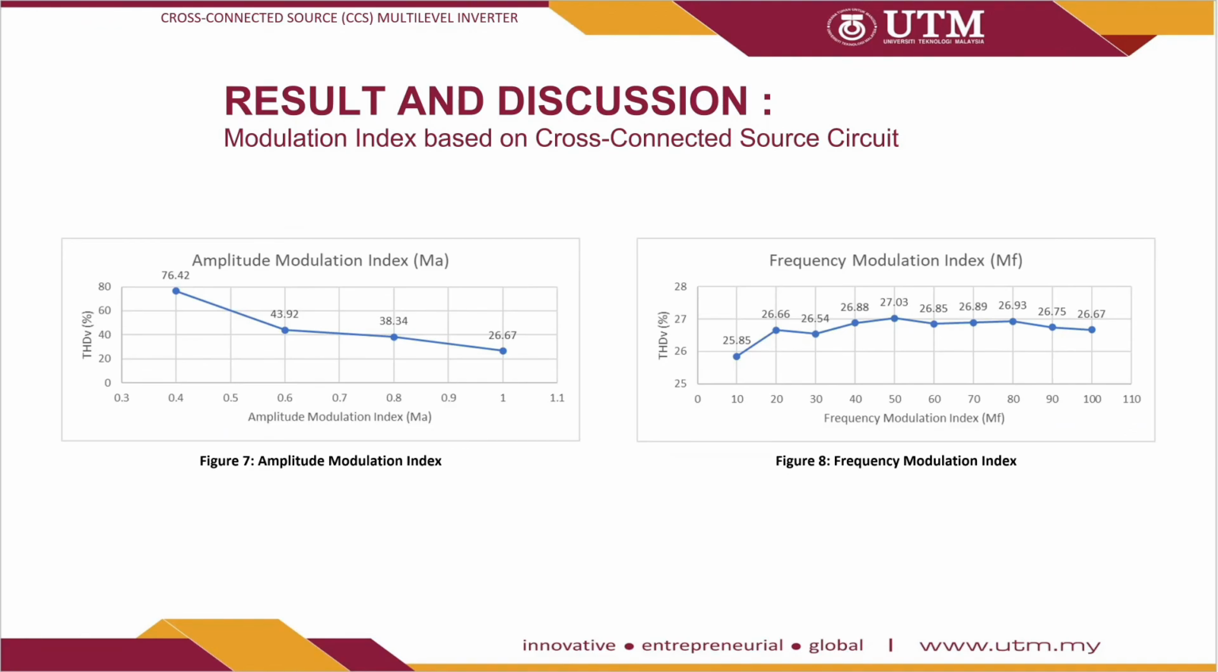Lastly, to produce smaller total harmonic distortion, the MA must be larger or equal to 1 and the MF must be smaller. That's all from my demonstration with MATLAB.